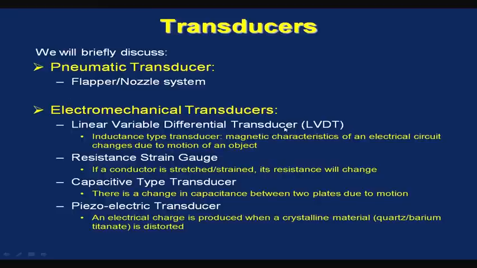The linear variable differential transducer, or LVDT, is an inductance type transducer. Its working principle is based on the fact that magnetic characteristics of an electrical circuit changes due to motion of an object. The working principle of resistance strain gauge is based on the fact that if a conductor is stretched or strained, its resistance will change, and it is easy to measure this change in resistance. So, you can measure the strain.